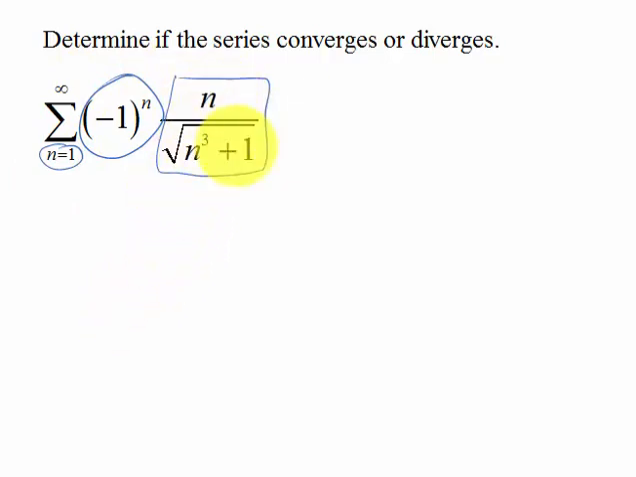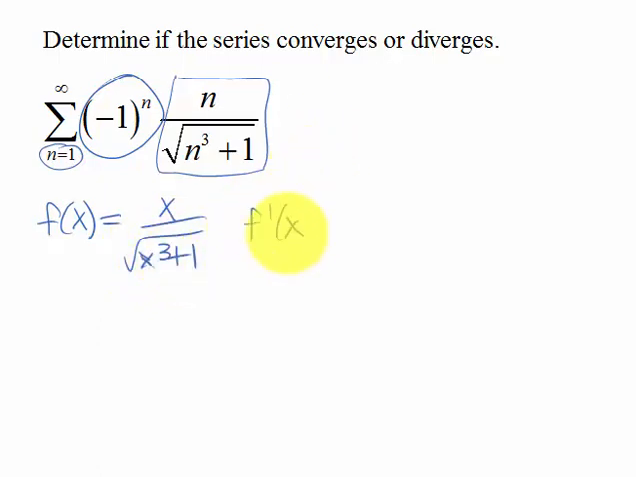Next, we would need these terms to be decreasing. Well, let's look at a function that has these for its integer terms, and let's take a derivative and see what we find. If we can show that it's always negative, then we would know that it's decreasing. So let's take a derivative.